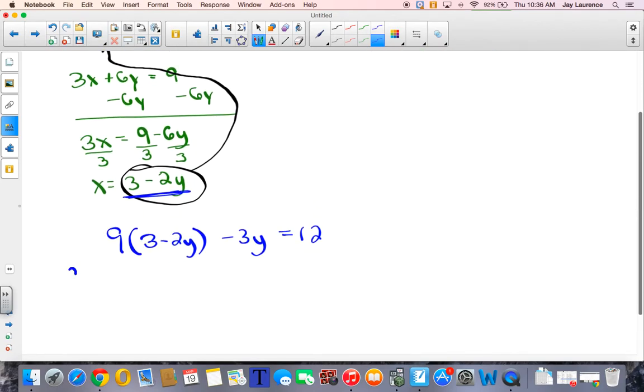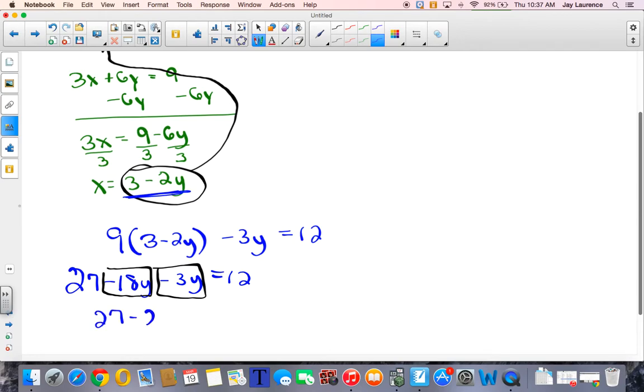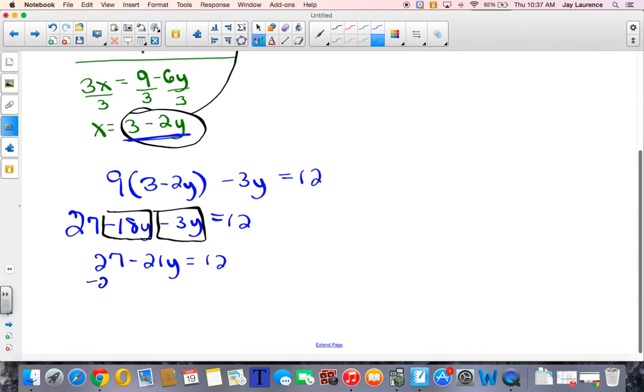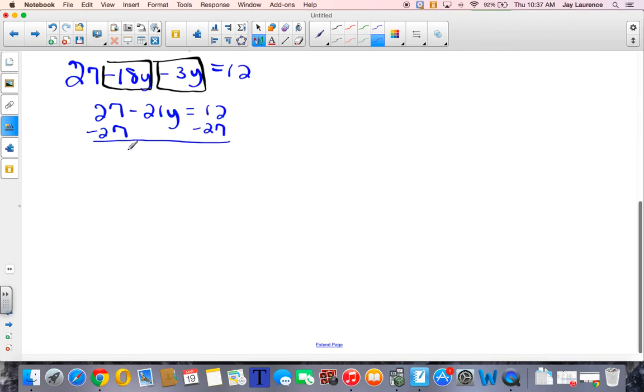I distribute, and I get 27 minus 18y minus 3y equals 12. Time to combine like terms. I got a negative 18y here and a negative 3y, which gets me 27 minus 21y. That equals 12. All right, I'm going to subtract 27 from both sides. And I'm going to get negative 21y, and that equals negative 15. And divide by negative 21, divide by negative 21.